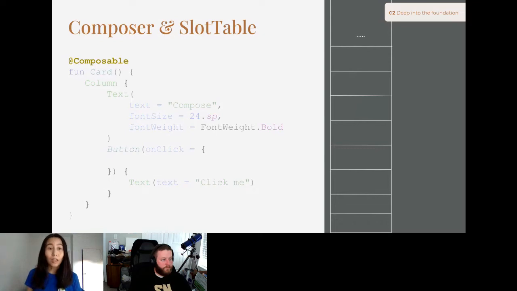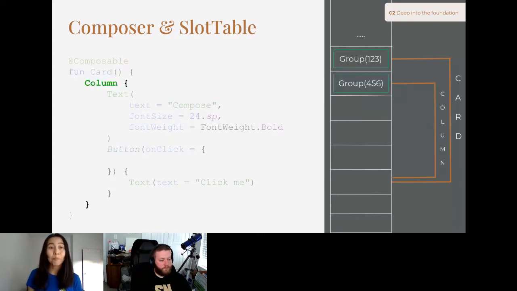Once the function card is called, Compose actually creates a group and takes up the spot in the slot, group 1, 2, 3. Then we have a column. Because column actually accepts other composable functions as a content, Composer creates a group for it as well, group 4, 5, 6. And within column, we have two composable functions, text and button, right?